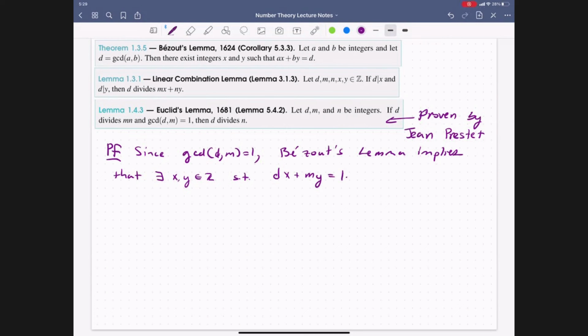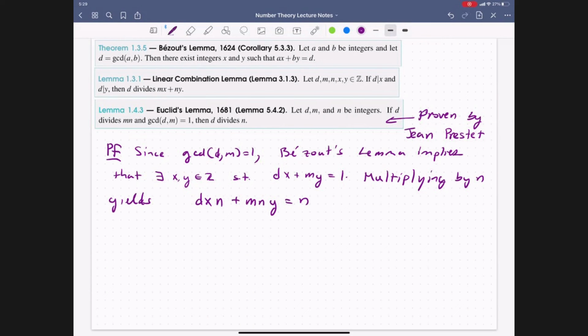Okay, so we use the assumption that the GCD of d and m is equal to 1, but how do we tie this in? Well, here's the key observation. We know that d divides mn. That's our second assumption. We see that m is here. There is no n in this equation, so let's multiply by n. So multiplying by n yields the equation dxn plus mny is equal to n. And so now we have this here.